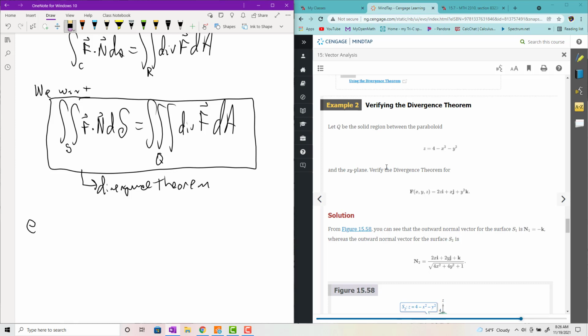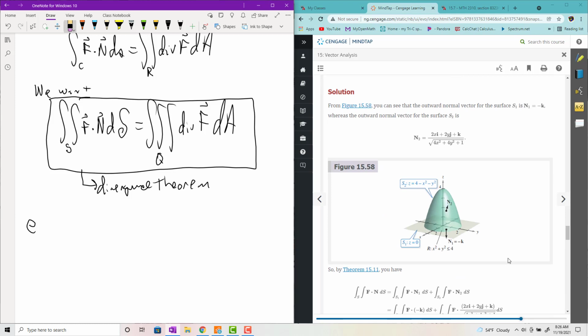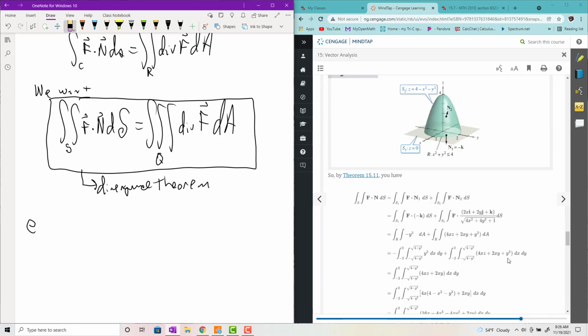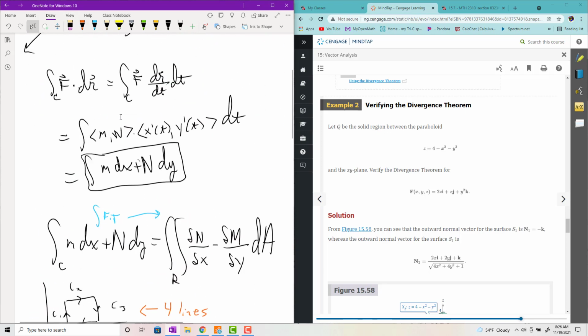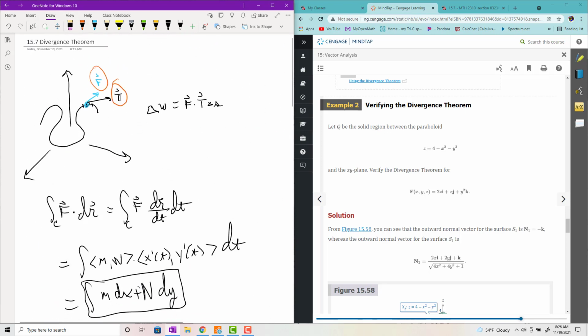So anyways, I want to do something similar to example 2. Oh, my problem's exactly the same as example 2, so this is not going to be painful at all. Yeah, so that was me introducing the divergence theorem. So this is section 1, my impromptu introduction.